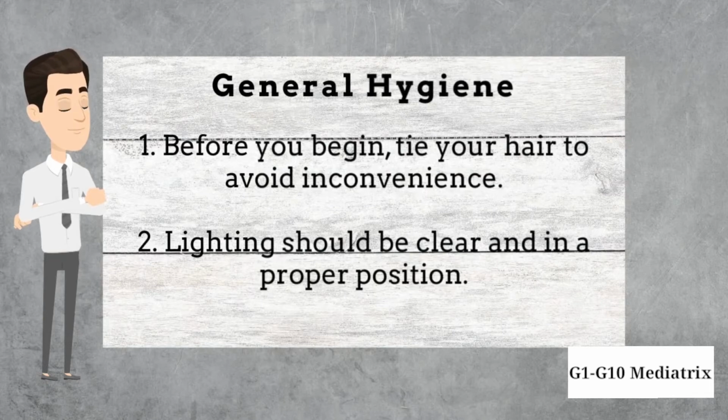General hygiene. Before you begin, tie your hair to avoid inconvenience. We don't want to end up bald, do we? Number 2. Lighting should be clear and in a proper position. If we are sewing, we should make sure that we can see properly to avoid stabbing ourselves with a needle.